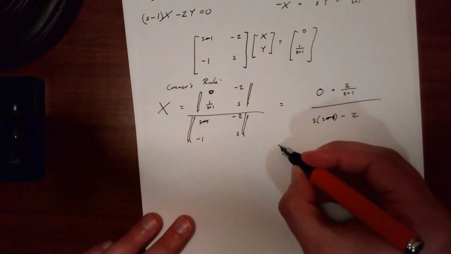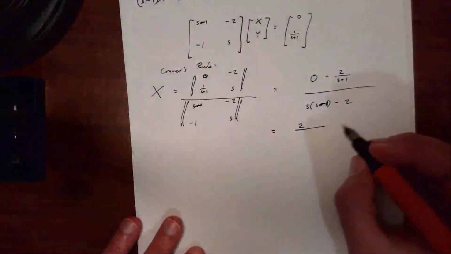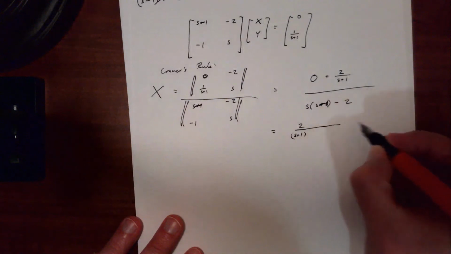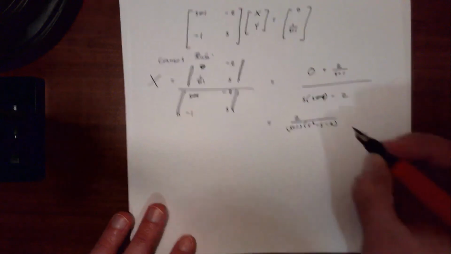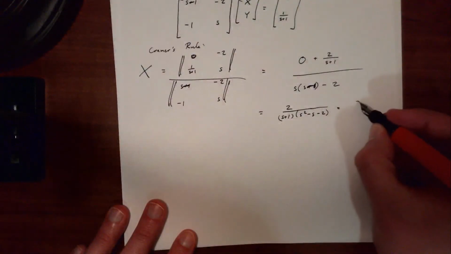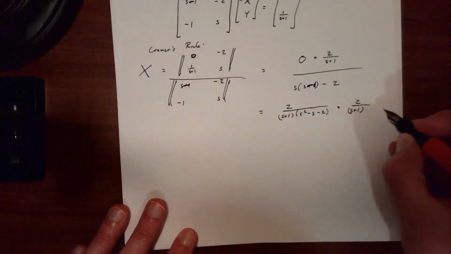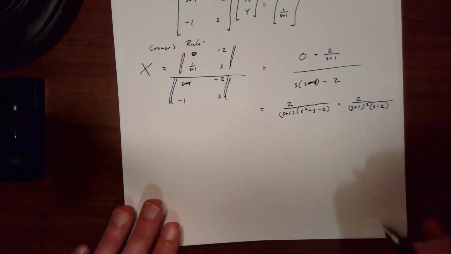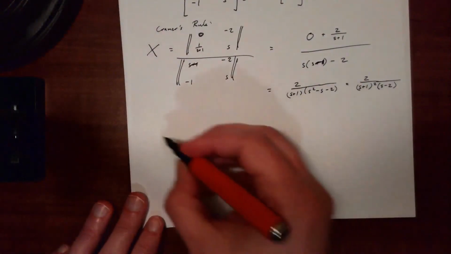Okay, so anyway, what's this going to equal? It's going to be 2 over s plus 1. And down here, what are we going to have? s squared minus s minus 2, which we can then write as 2 over s plus 1. And this actually factors into s plus 1, s minus 2, so it's going to be s plus 1 squared, s minus 2. Okay, so there's capital X. All we have to do is find its inverse Laplace transform.